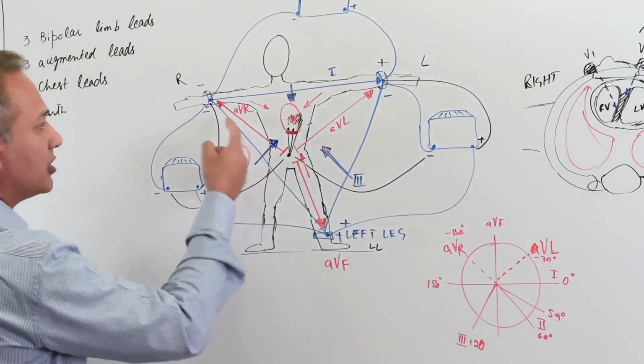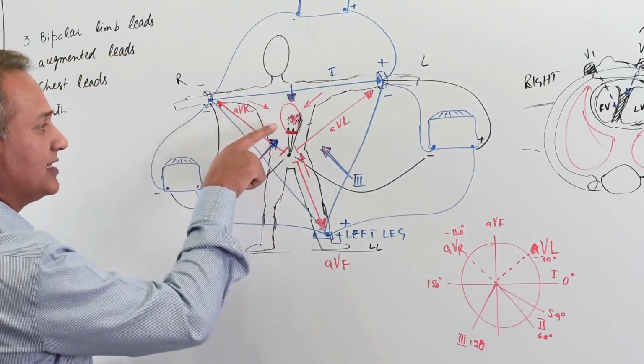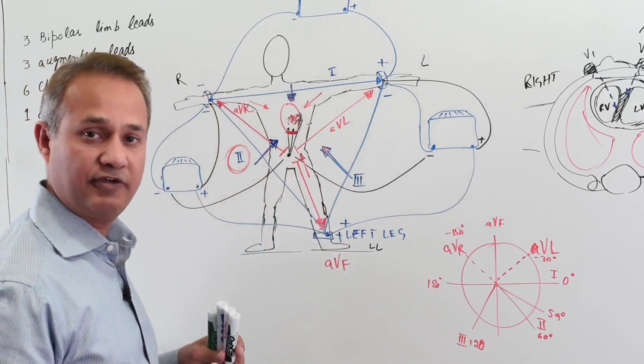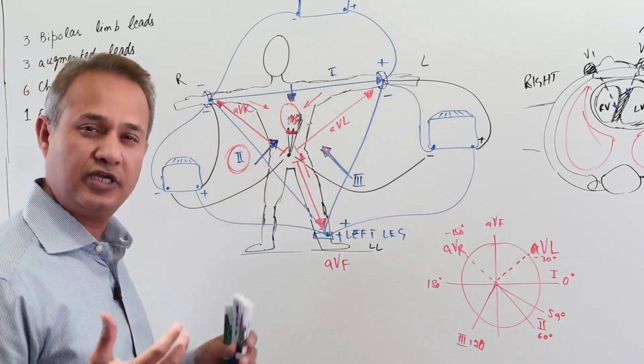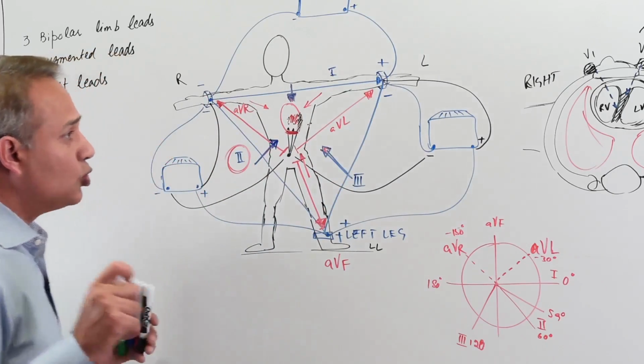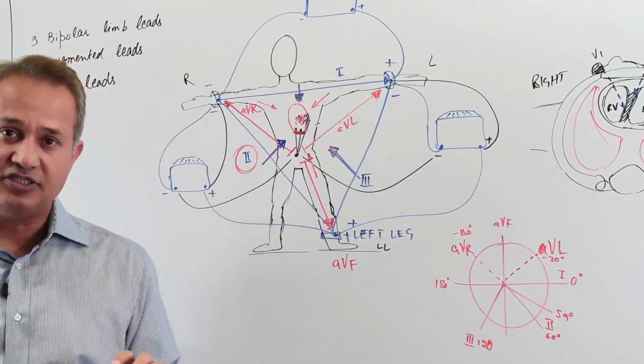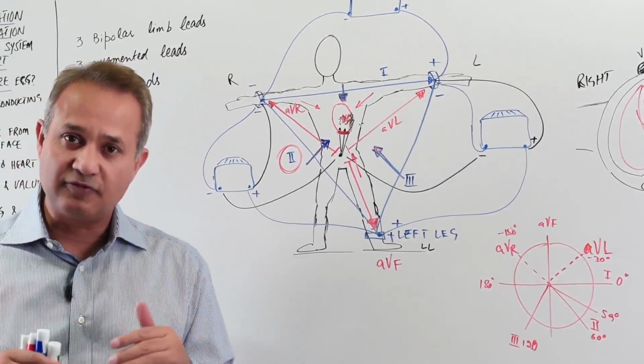Now you say, why don't we want to see the AVR if there is a problem on the right side? Well, you can see the opposite of all of that in the AVL and 1 and 5 and 6. That is why you don't really care too much about the AVR. So with this, let us now quickly look at an ECG and see the relationship of the leads together.